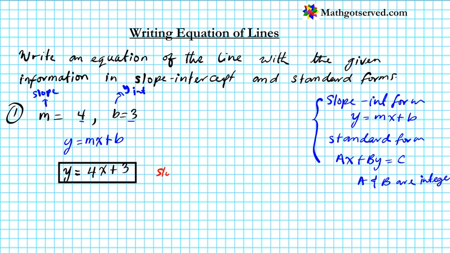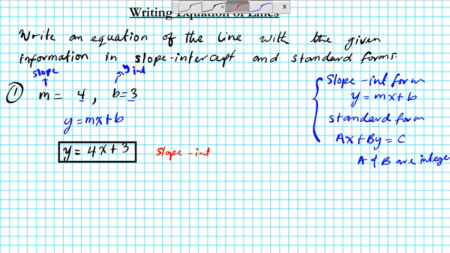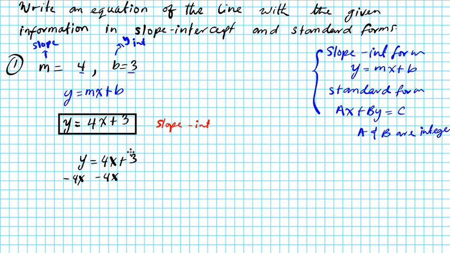Slope intercept. Now how about standard form? To write this in standard form, all we have to do is move the 4x over. So we're going to write y equals 4x plus 3. We subtract 4x on both sides, because I want the number by itself and all the variables on the other side. So we have negative 4x plus y equals 3.